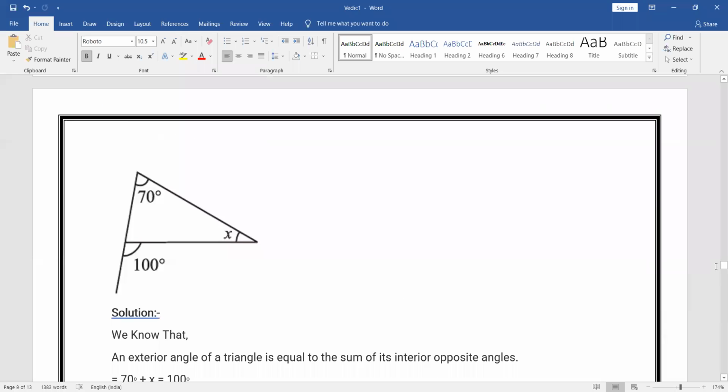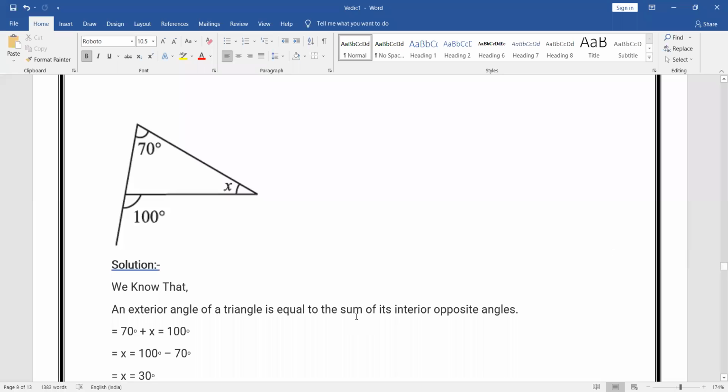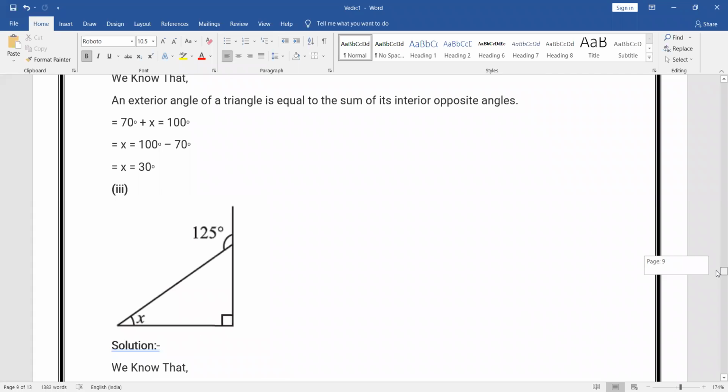Same in the second part also, for question number 2, second part. The value of x is, you will subtract both of them. You will subtract 70 from 100.